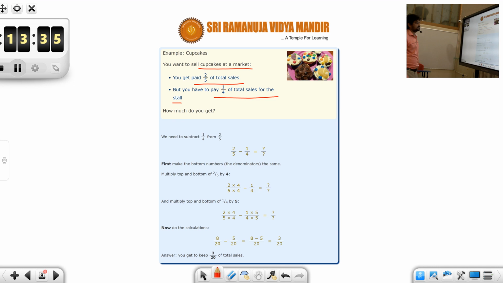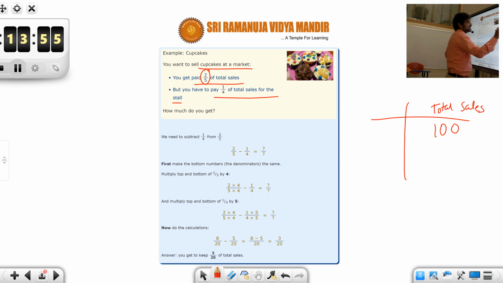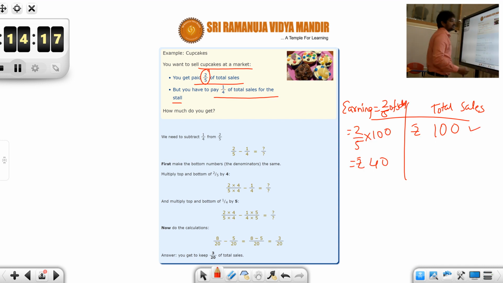Okay, see, there are some total sales. Out of that, you will be earning 2/5. That is, suppose the total sales are 100. Say this is your total sales. Your earning is 2/5 of sales. That is, if the sales is 100, you will be getting 2 by 5 into 100. That is 40 rupees, say. If your total sales are 100, you will be earning 40 rupees.